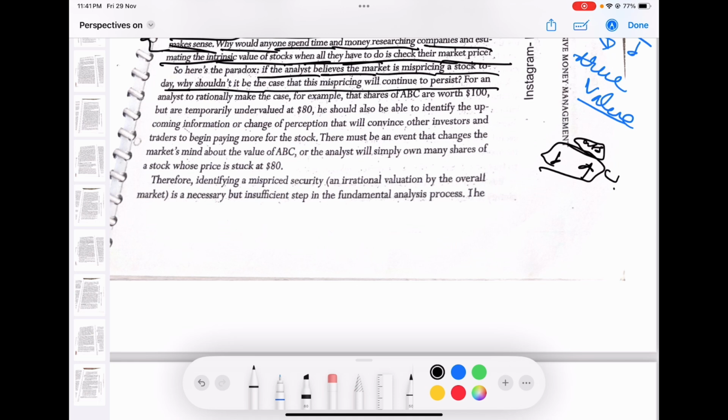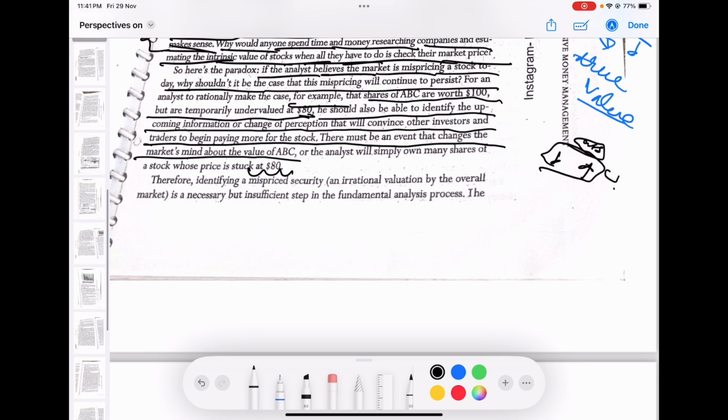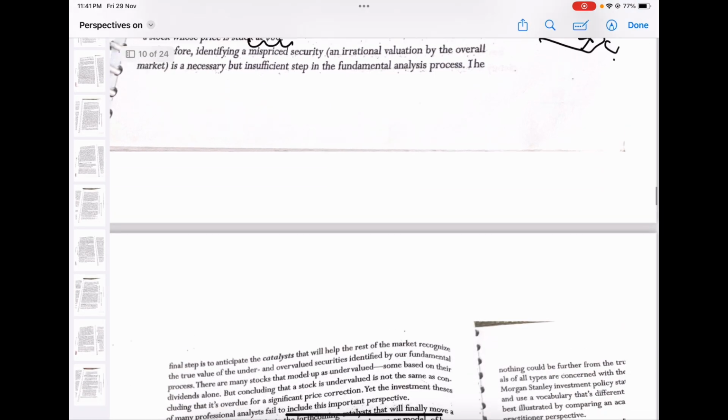It can stay undervalued for even a period of 10 years, right? Who cares? Why would you say that it won't be mispriced after tomorrow, right? So that is the paradox. For example, shares of ABC are worth $100 but are temporarily at $80. He should also be able to identify the upcoming information or change of perception that will convince other investors, traders, to begin paying more for the stock. There must be an event that changes the market's mind about the value of ABC, right? Otherwise, if there's nothing convincing that is going to happen in the market, then why would you think that the stock price of ABC will change from 80 and become 100, right?